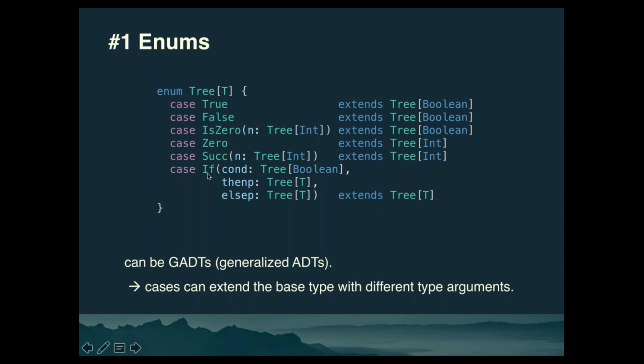And finally, what we have here is an If. An If takes a condition, which must be a Tree of Boolean, a then part, which is a Tree of T, and an else part, which is a Tree of T, and it gives you a Tree of T. So what you see here is that the cases extend the base type at specific types, and that's a GADT. And that's also possible with that enum syntax that you see here. And I think that makes enums extremely flexible, more flexible than in any other language.